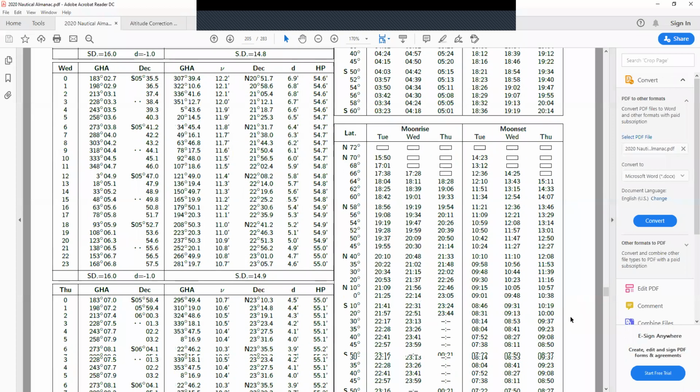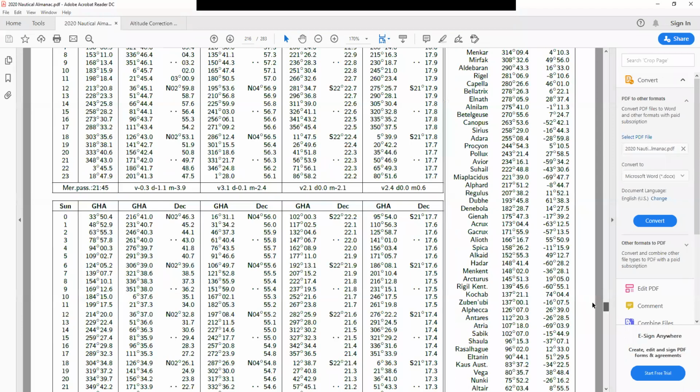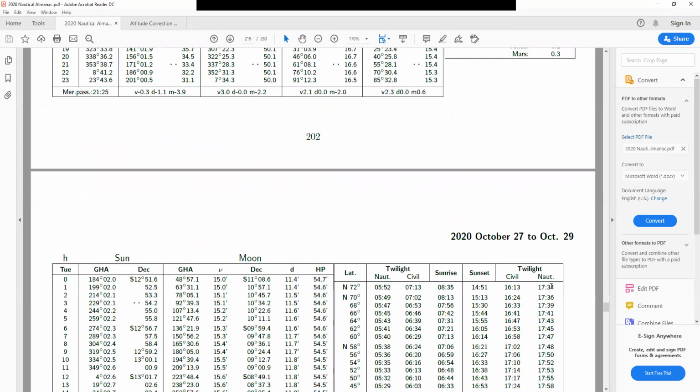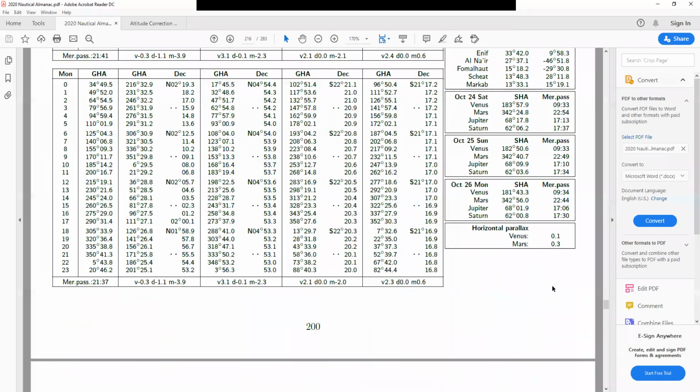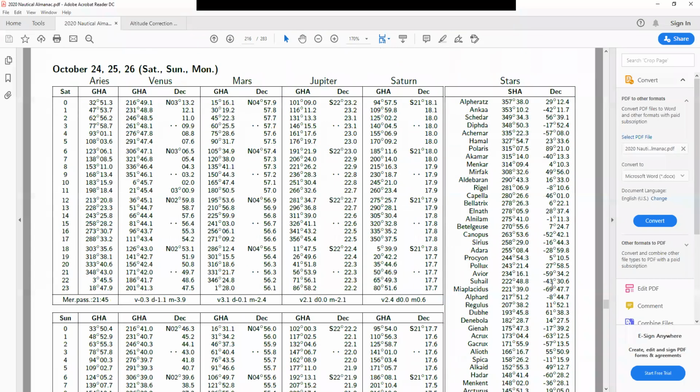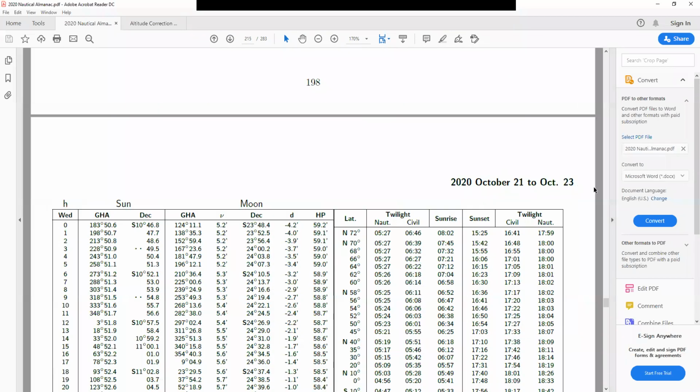Guys, if you're not sure what I'm doing, just let me know, eh? Stop me so that I can explain it again. 21 to 23 October. Of course, this is 2020.